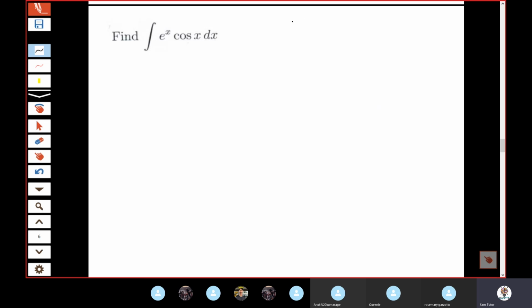e to the x cos x. So again, we write this out. Now we've got a trig and we've got an exponential. And I've said usually if you've got it like this, you might as well differentiate this guy and integrate this guy. So that's the strategy we're going to go for. We're going to differentiate the cos and integrate the exponential.